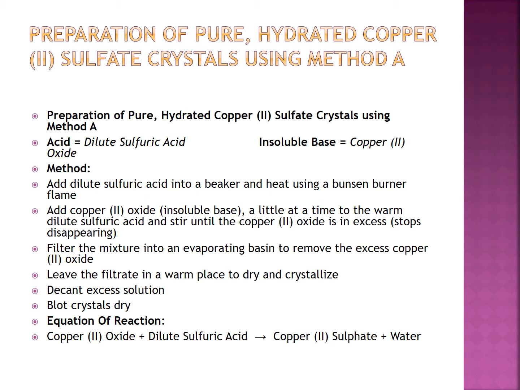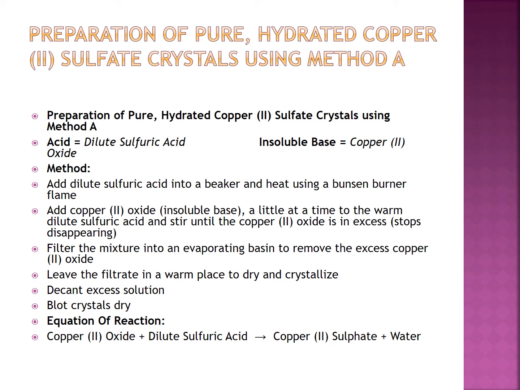Now let's discuss the preparation of pure hydrated copper sulfate crystals by using method A. For this, the acid which will be used is dilute sulfuric acid, and the insoluble base which will be used is copper-2 oxide. The method: add dilute sulfuric acid into a beaker and heat using a Bunsen burner flame. Add copper-2 oxide, which is an insoluble base, a little at a time to the warm dilute sulfuric acid and stir until the copper-2 oxide is in excess, that is, stops disappearing. This is a very important point. We have to use excess copper-2 oxide in order to make sure that all the acid has been reacted.